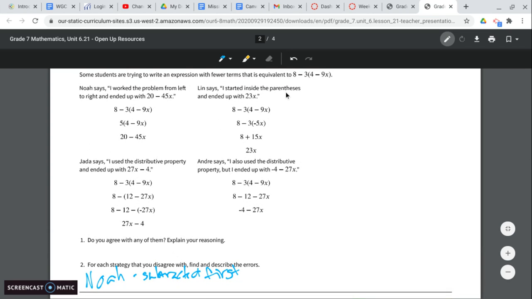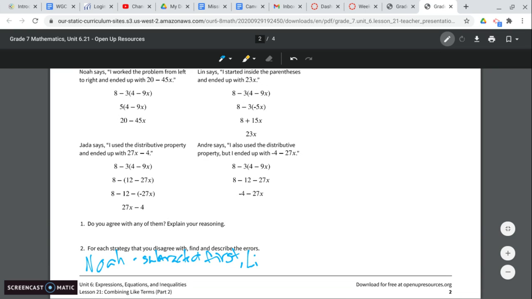All right, Lynn says, I started inside the parentheses and ended up with 23x. So she did the 4 minus 9x to get negative 5x. Then she multiplied that by negative 3 to get 15x, and then she added 8. Is this accurate? No, Lynn is also wrong. Combined unlike terms. We can't add together the 9 and the 4. They're two different things. One is a number with a variable. The other one is just a number. They are completely different things, so we cannot combine them. We can only combine constant numbers together, like the 4, the 8, the 3. Those are constant things. Or the x's if we had multiple x's in there. So combined unlike terms.